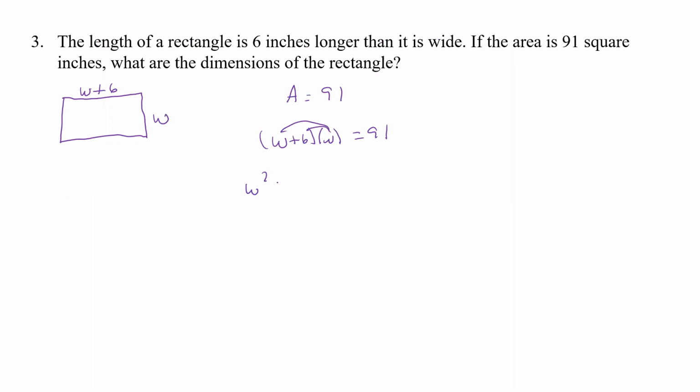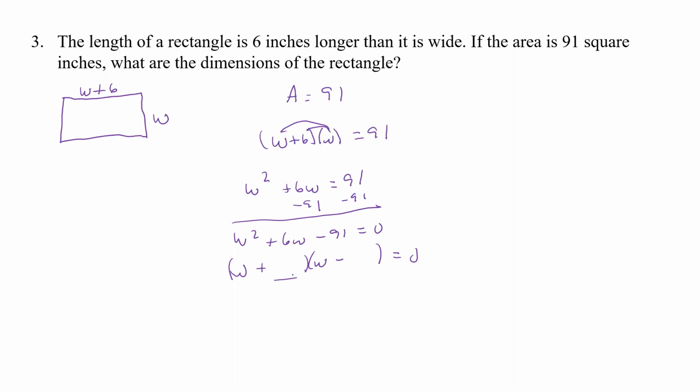Distribute here, we get W squared plus 6W equals 91. Subtract 91 from both sides. And so W squared plus 6W minus 91 equals 0. Now we have two factors of a W and a W and a plus and a minus. And the larger one is going to give us our plus sign. And so what two numbers are these? Well, 91 is one of those tricky ones. And they're going to be two prime numbers that multiply. It's going to be a 7 and it's going to be a 13.